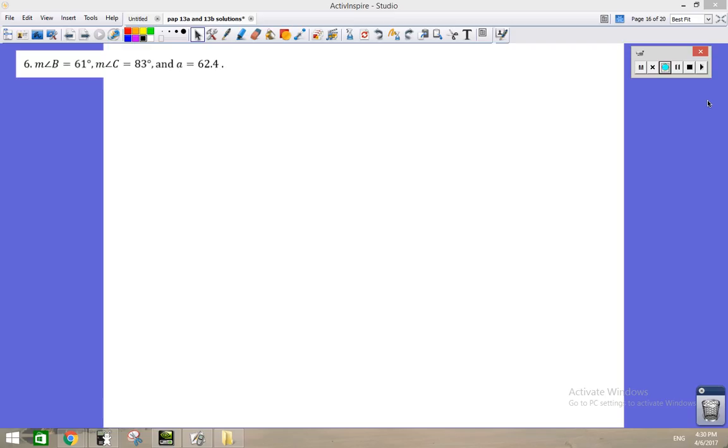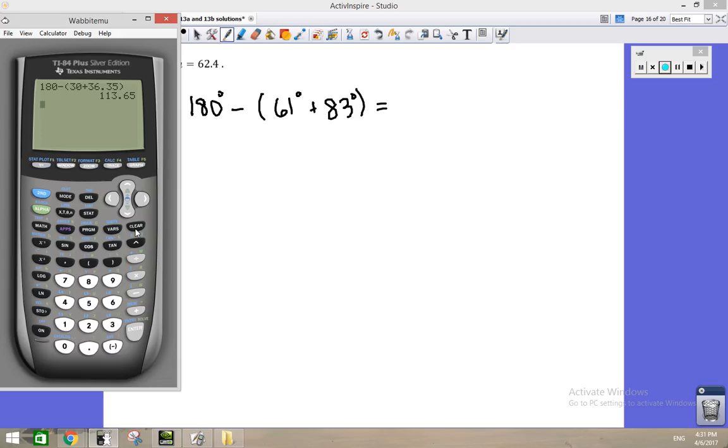So I can easily find the measure of angle A, because these three angles have to add to 180 by the triangle angle sum theorem in geometry. So I've got 180 minus, if we add this 61 and 83, what do we get for the measure of angle A? Don't forget to put this subtraction in parentheses. You're subtracting the sum. 36. All right.